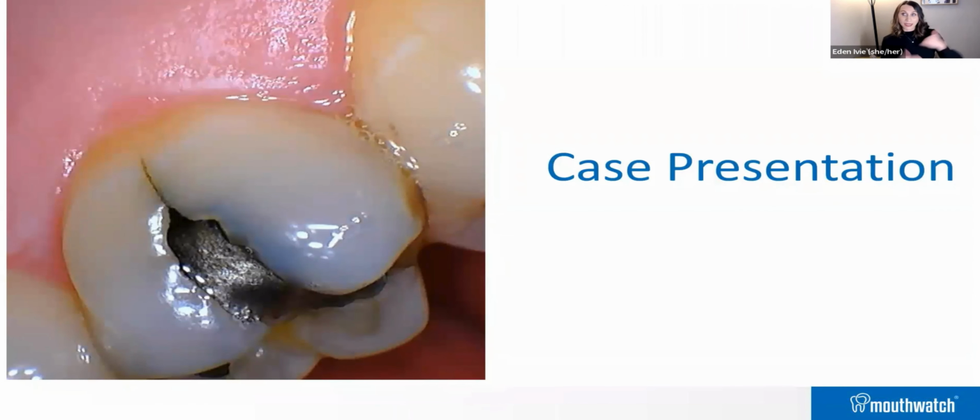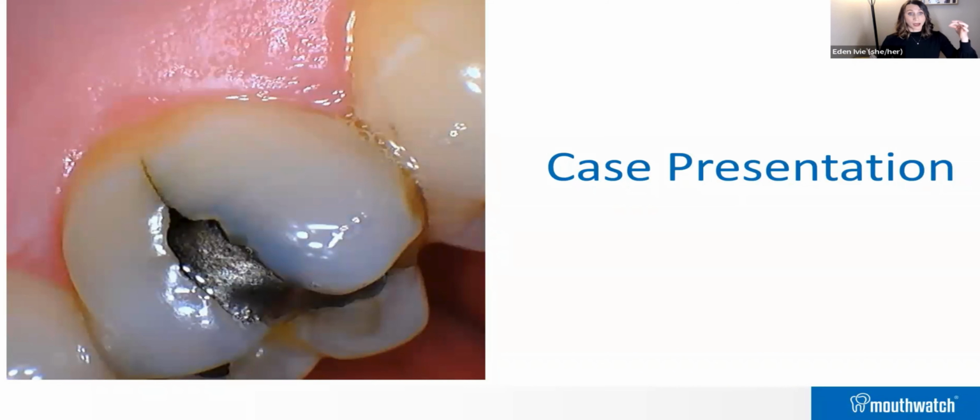All right, in case presentation, again, I'm going to go back to that. We speak a different language. I can look at this image, right? And as a clinician, I can say, okay, there's an old amalgam, there's ditching along the margins, I see a fracture, I see craze lines, I see some shadowing. I can say all of those things to my patient and they have no idea what I'm talking about.